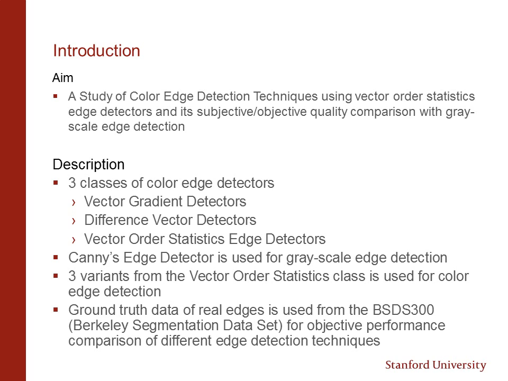Among various classes of color edge detectors, we use the vector order statistics edge detectors because of its computational efficiency and performance. For the grayscale edge detection, we use Canny's edge detector, which is the most optimal and widely used edge detector for grayscale images. For objective comparison, we use the ground truth data of real edges from the Berkeley segmentation data set and did an objective analysis among different edge detection techniques.